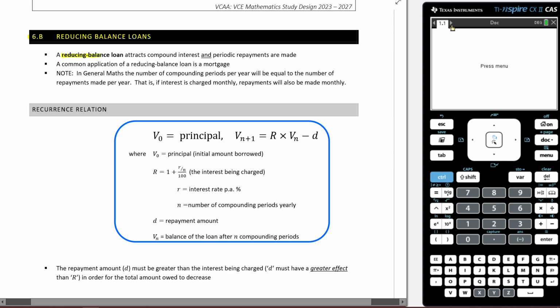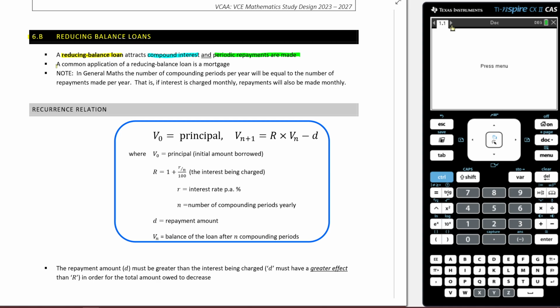It says a reducing balance loan. Now this is where I'm going to get another highlighter out, a different color. A reducing balance loan attracts compound interest. Let's change colors again. And periodic repayments are made. Okay, so a reducing balance loan consists of compound interest and periodic repayments are made. Keep that in mind. We'll come back to that soon.